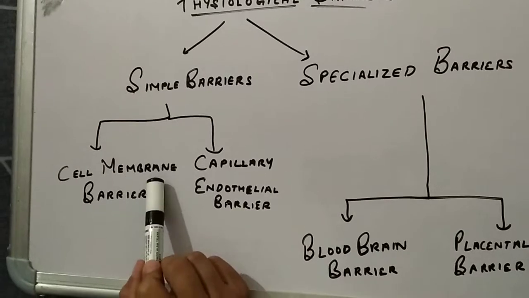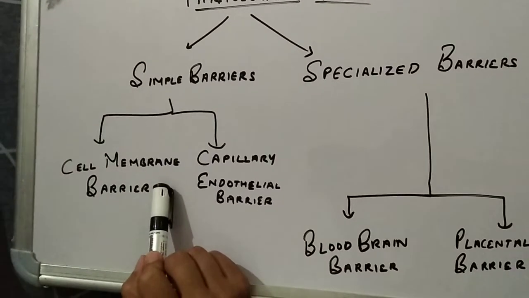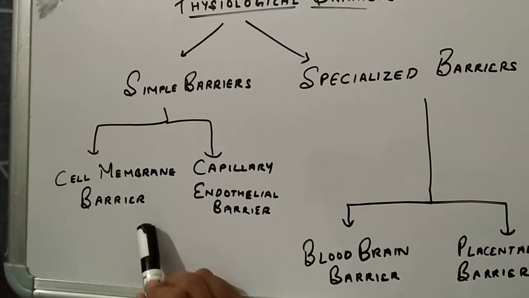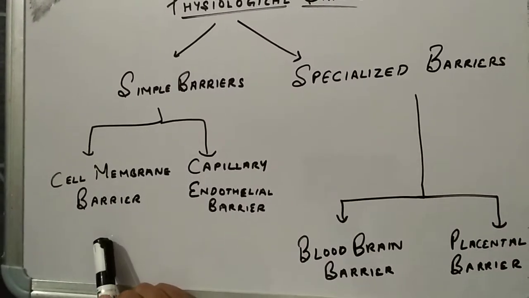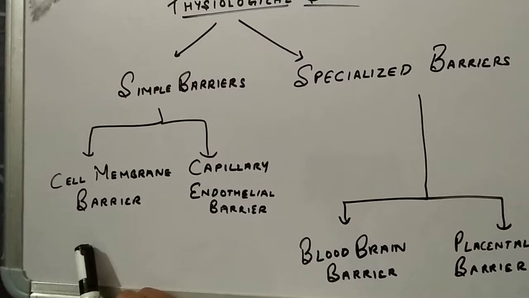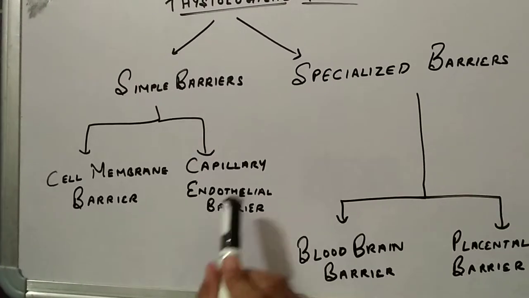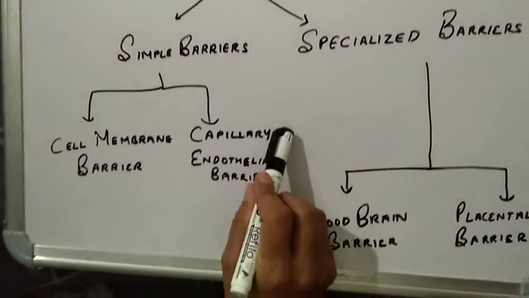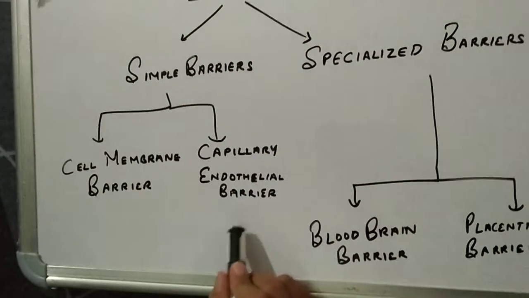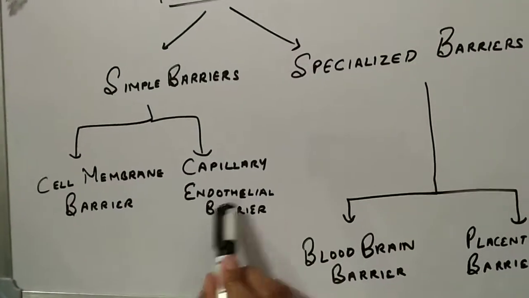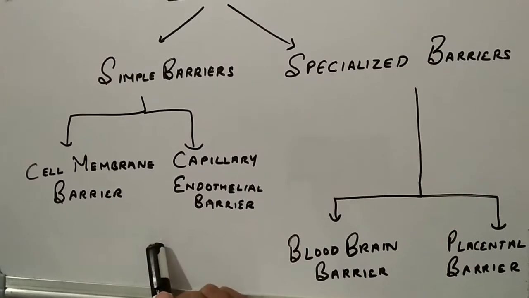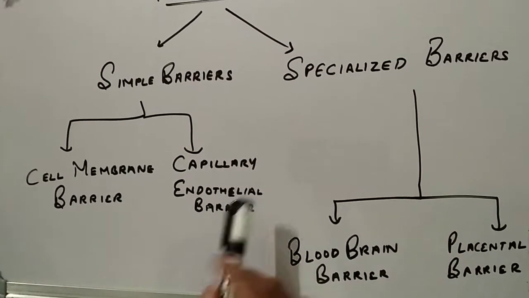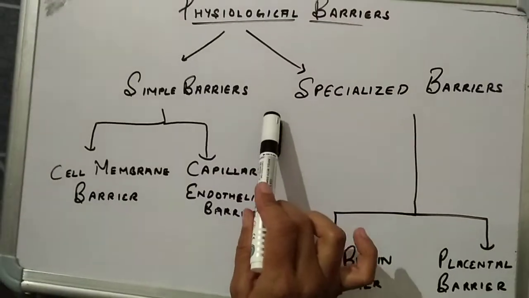What is cell membrane barrier? That is the barrier which is present in the GIT. The cell membranes of the GIT act as a barrier for the movement of the drug from GIT to the blood vessels. Further, the capillary endothelial barrier, what is this? The capillary membranes are surrounded by endothelial layers which act as a barrier for movement of the drug from the blood to the tissues. These are classified under simple barriers.